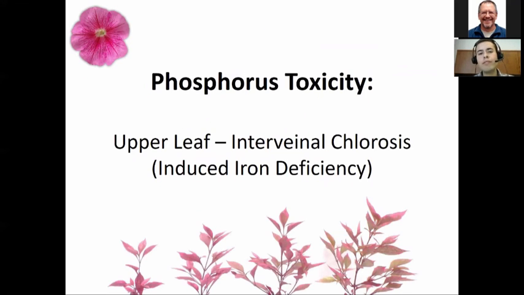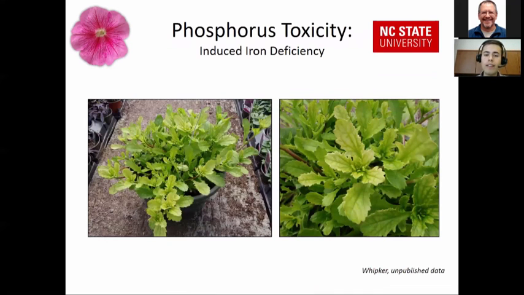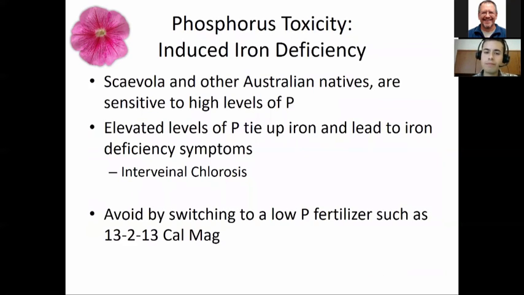So now I want to move briefly into phosphorus toxicity, which is actually an induced iron deficiency, and it occurs as an upper leaf interveinal chlorosis. So here you can see the Scaevola plant that has very severe and classical symptoms of iron deficiency on the upper leaves, very pale yellow coloration with the green veins remaining. So this is a very common symptom for Scaevola and other Australian natives that are sensitive to high levels of phosphorus.